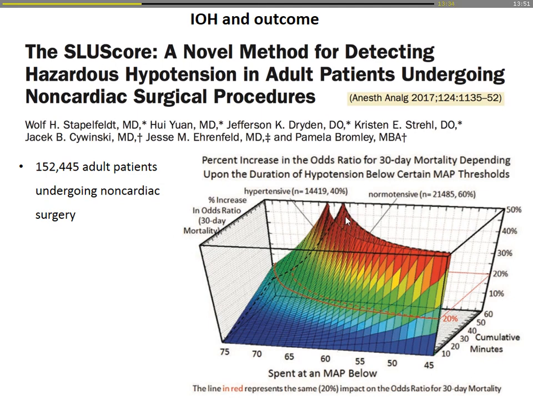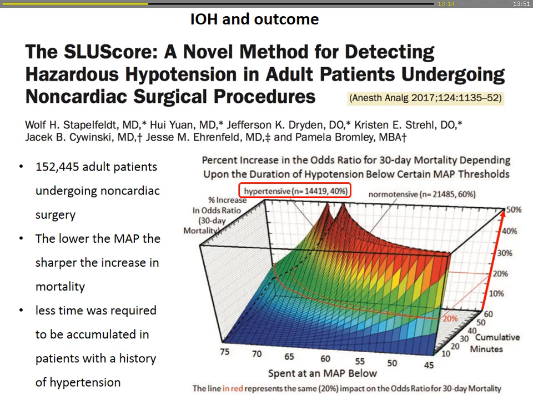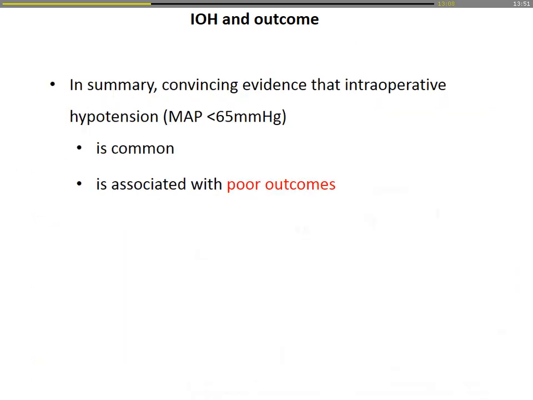And the second layer are the patients who are hypertensive, who come with hypertension to the OR, and they even have a lower threshold, so they have a higher mortality for the same blood pressure. So this is quite important data. The lower the mean arterial pressure, the sharper the increase in mortality, and less time was required to be accumulated in patients with a history of chronic hypertension.